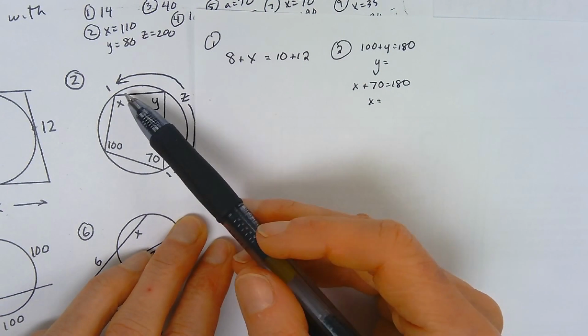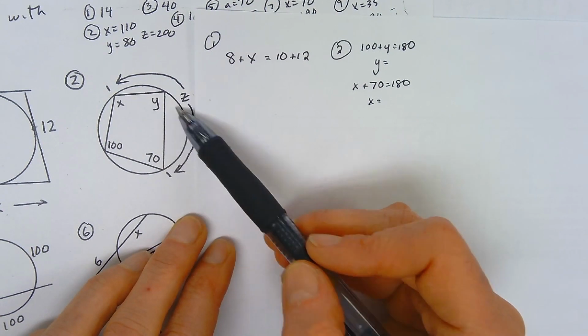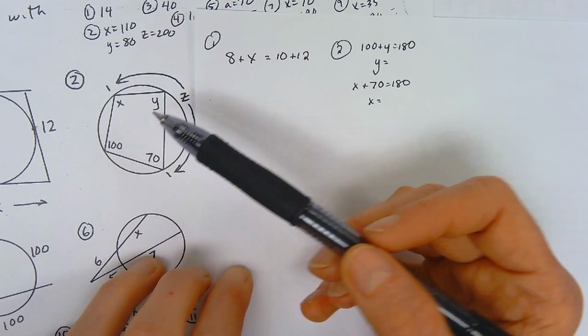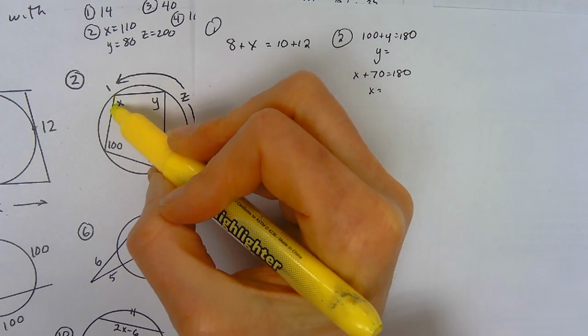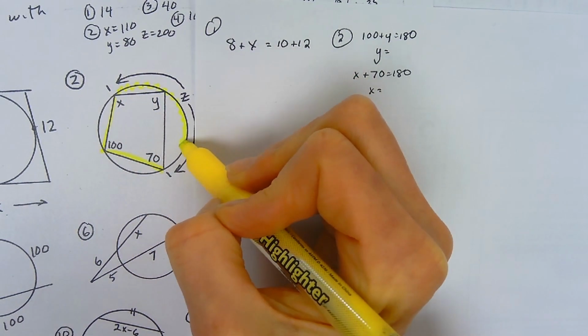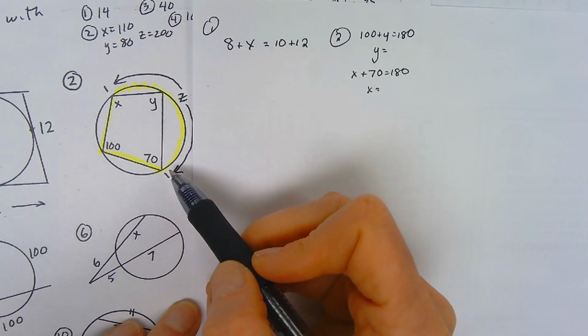When we look at the arc here, arc z, it is the arc on this inscribed angle. This inscribed angle right here, highlight it. This angle here is inscribed on this arc. Inscribed angles are half the measure of their arc. So if this is 100, then z is 200.